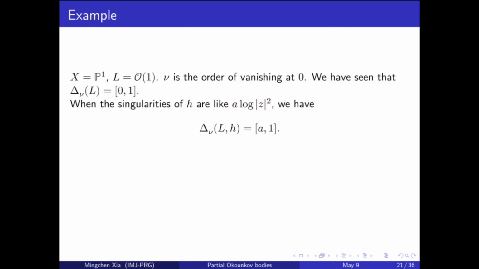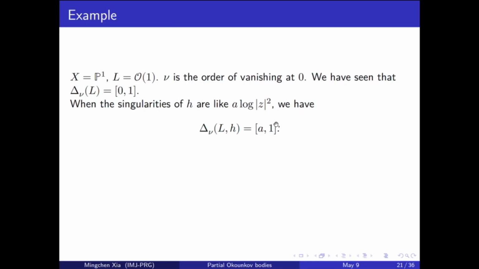As a very concrete example, let's consider the case of P1, where L is still O(1) and nu is the order of vanishing at the point 0. We have already seen that the corresponding Okounkov body is given by the interval from 0 to 1. Now when we add a singular metric H to the picture, if we require that the singularity of H along the point 0 looks something like A times log |Z|^2, this is the simplest singularity, the log type singularity, then the partial Okounkov body is given by the closed interval from A to 1.